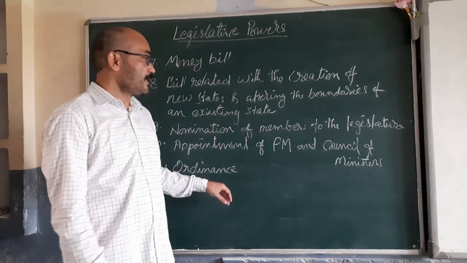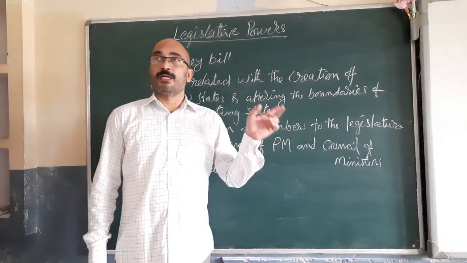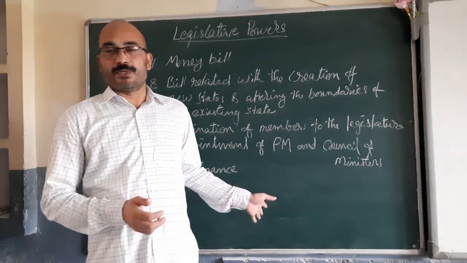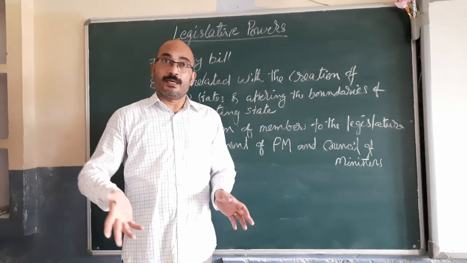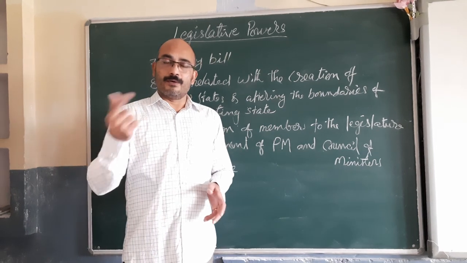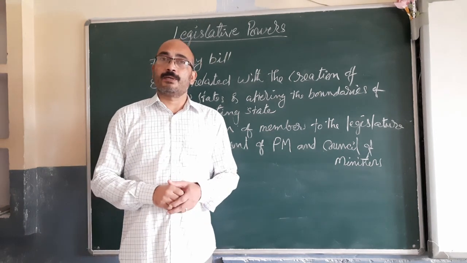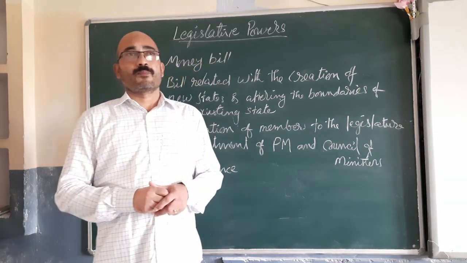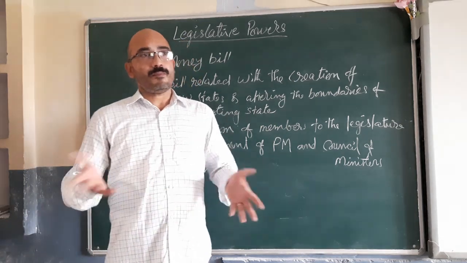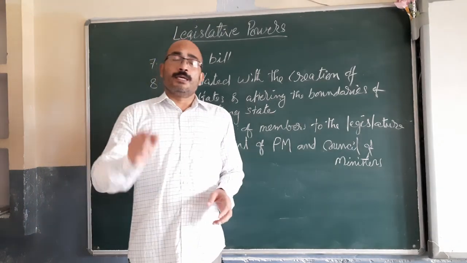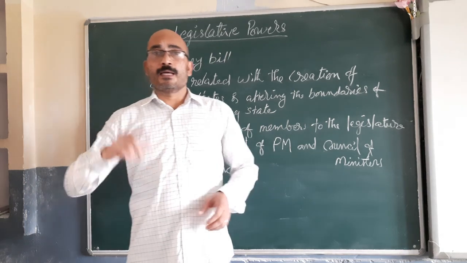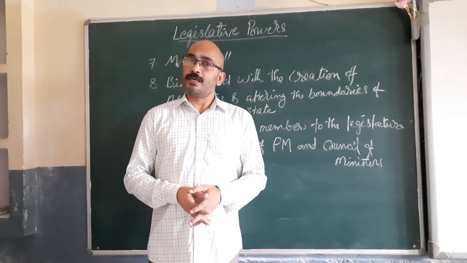Since we are learning about the Union Parliament and the legislative powers of the president, we are learning this one, ordinance. But this is the power of the governor also, at state level. Governors of the state also have the power to promulgate ordinances, same as the president's power. So the executive order issued by the president at union level and by governors at state level is known as an ordinance.